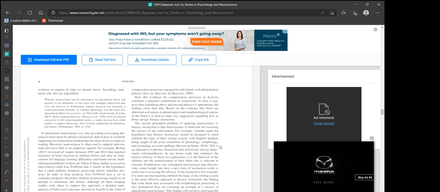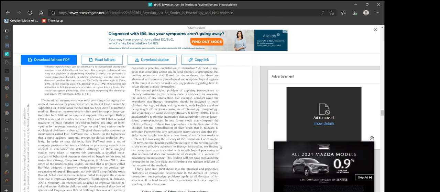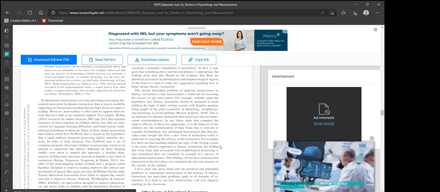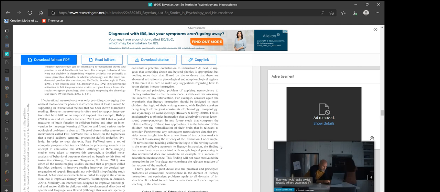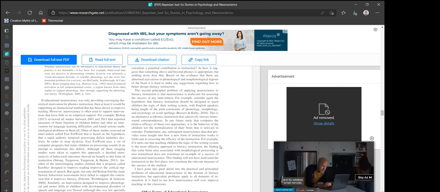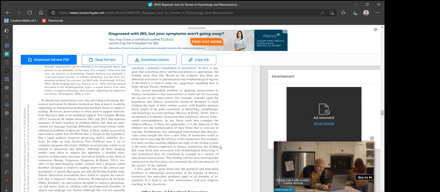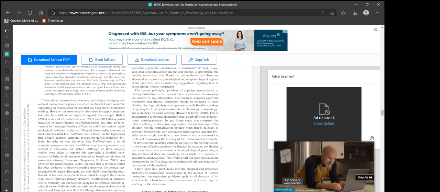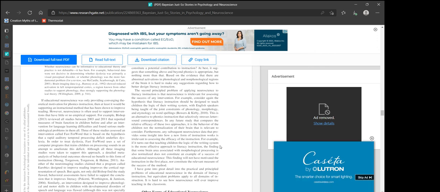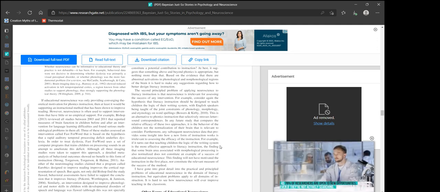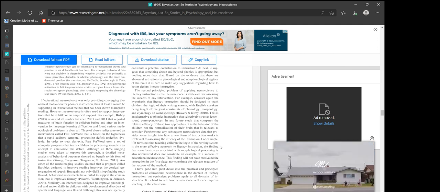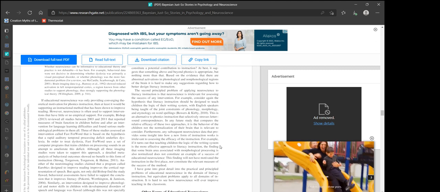If educational neuroscience was only providing converging theoretical motivations for phonics instruction, then at least it would be supporting an instructional method that has been shown to improve reading. However, neuroscience is often used to support interventions that have little or no empirical support. For example, Bishop, 2013, reviewed all studies between 2003 and 2011 that reported measures of brain function in children before and after an intervention for language learning difficulties, and found serious methodological problems in them all.